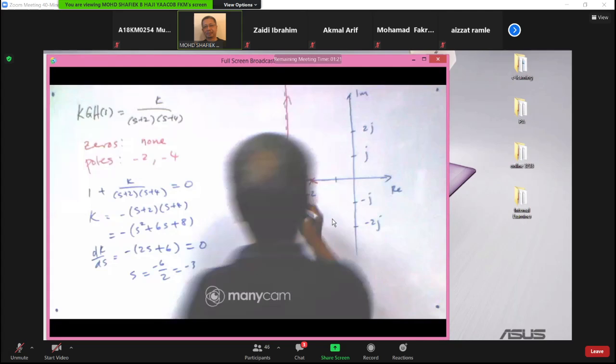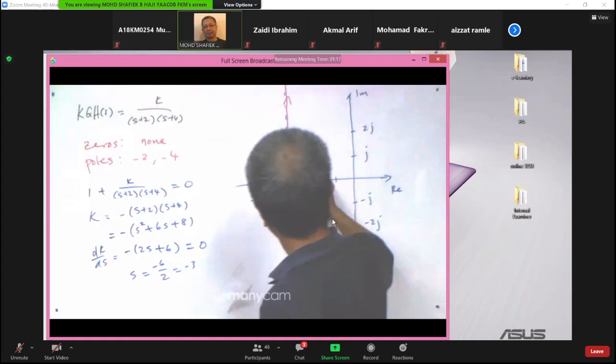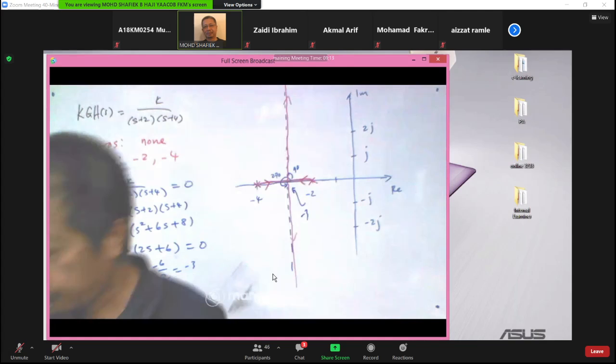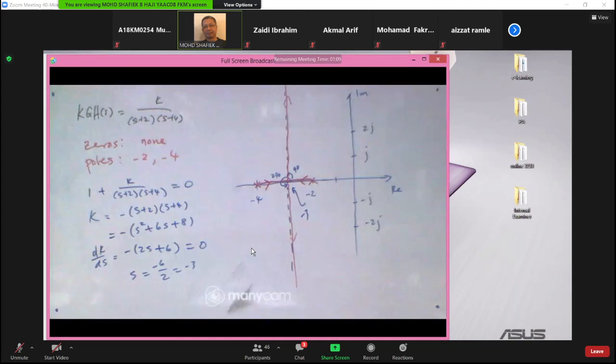Just -3. Okay, so that is how you get your locus diagram. I know it's a lot to swallow now, but after we have drawn a few of them, it's going to be second nature to us.